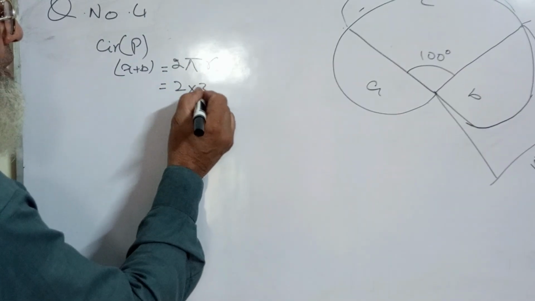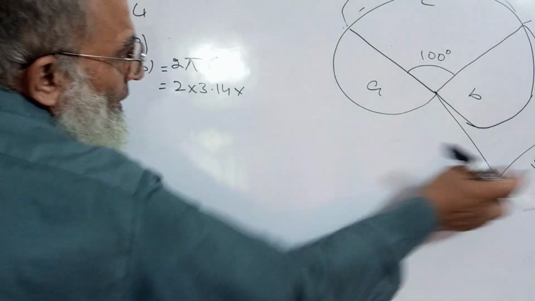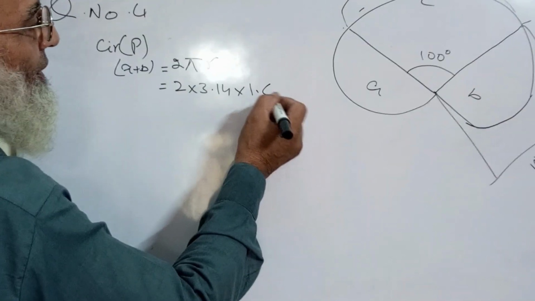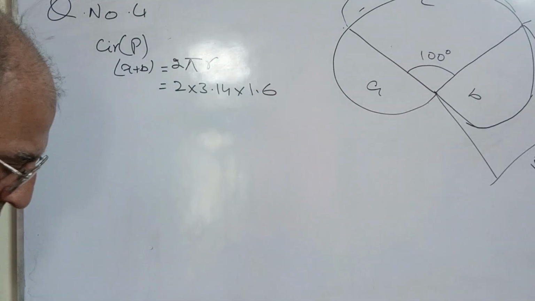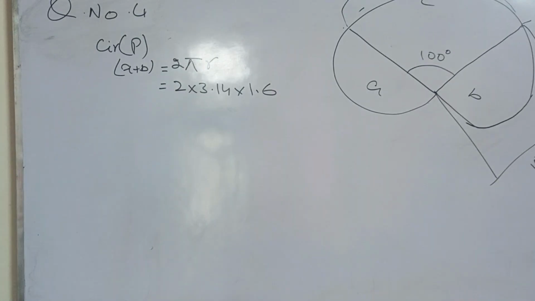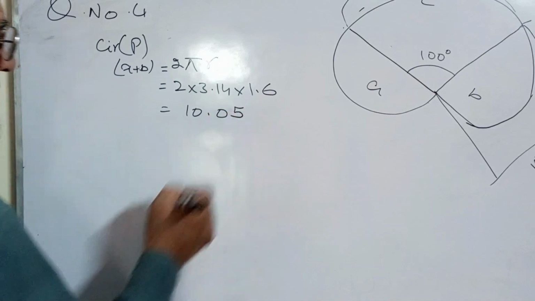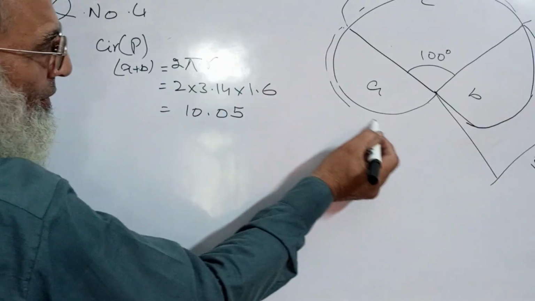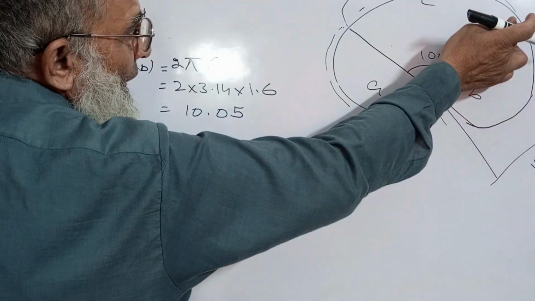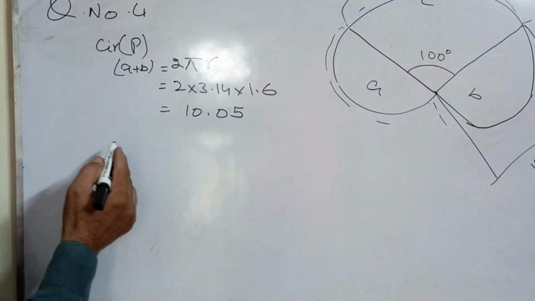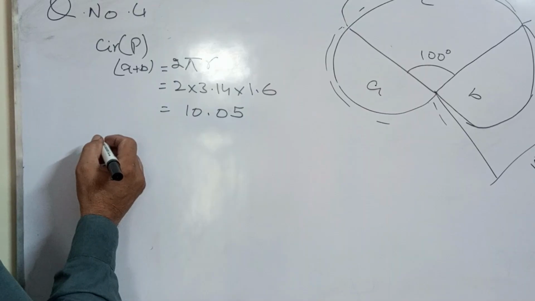So 2 multiplied by 3.14 multiplied by 3.2, so we will take 1.6, because the radius is always half of the diameter. So 6.28 multiplied by 1.6 is 10.05. Only from here and here. Now we still have to find the perimeter C.